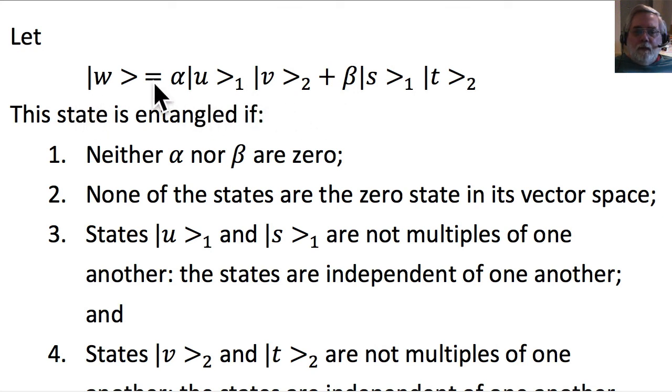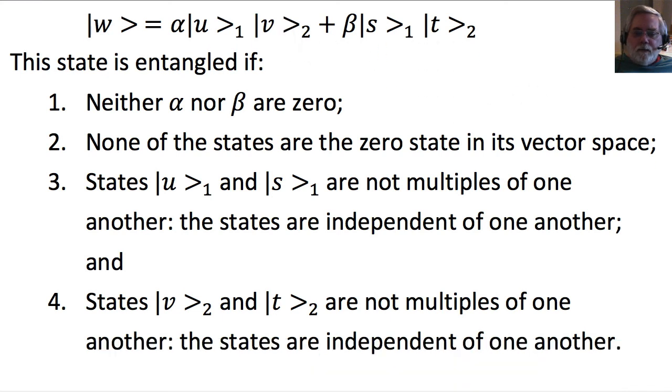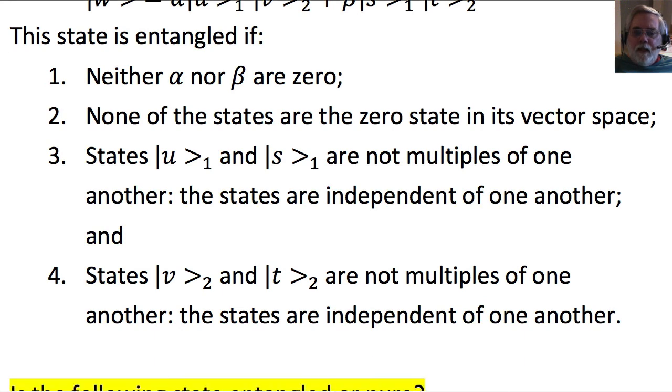So this state, alpha UV plus beta ST, is entangled if neither alpha nor beta are zero, none of these states are the zero state in its vector space, states U1 and S1 are not multiples of one another. The states are independent, and states V2 and T2 are not multiples of one another. The states are independent of one another. If all four of those things are true, then this state is entangled.